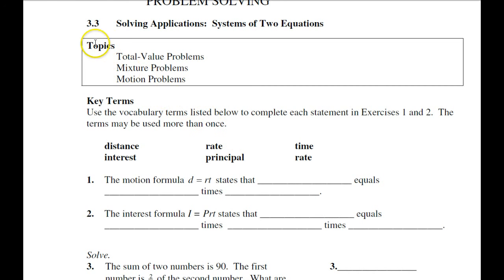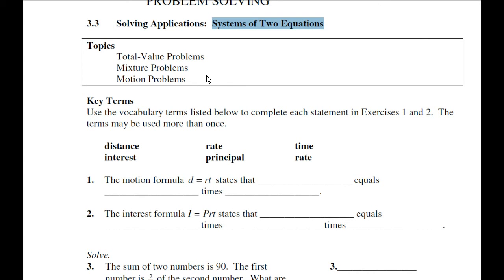In this section, we're going to be working on topic 3, solving applications with systems of two equations. And we'll be doing total value problems, mixture problems, and motion problems. Now, all of these relate, and they're different words, but there's a lot of basic things running through. So as you get one and master it, that should help you with doing the next one.